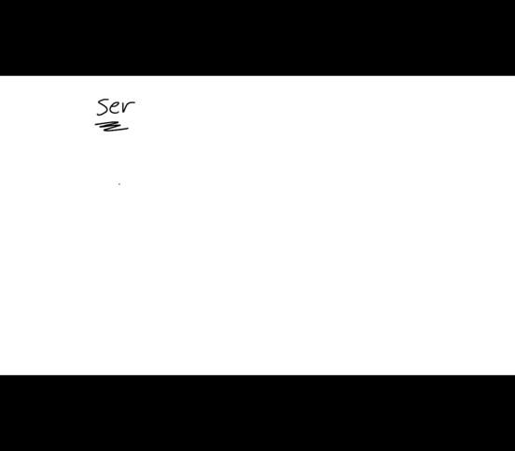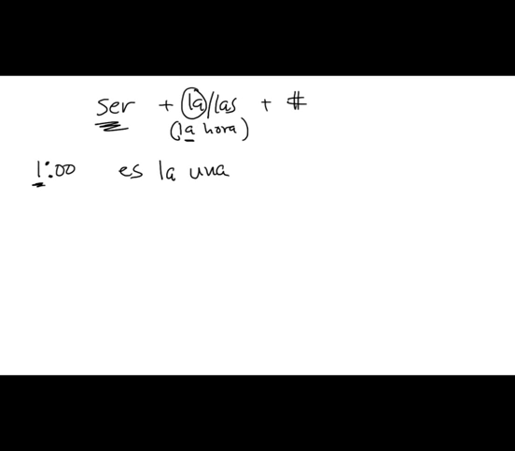You want to say what time it is? We start out with some conjugated form of the verb ser plus either la or las, which is referring to la hora. Excuse me, let's write that properly. La hora. And then the number, whatever the time is. For example, if it were 1 o'clock, then you would say es, because it's only 1 hour. Then you'd have la, again referring to 1 hour, es la, and then the number, since hora is feminine, you'd have una. Okay?